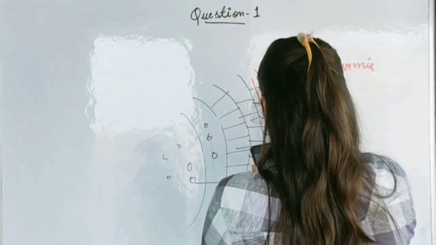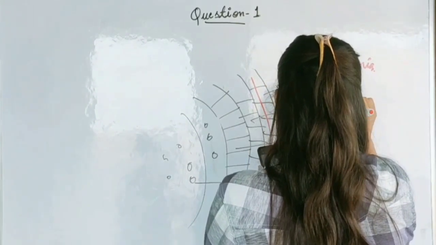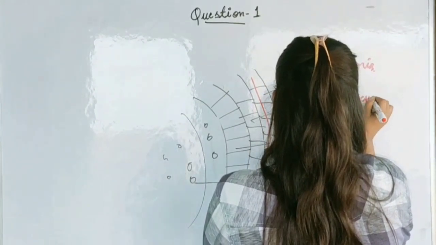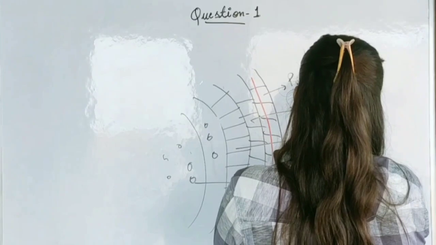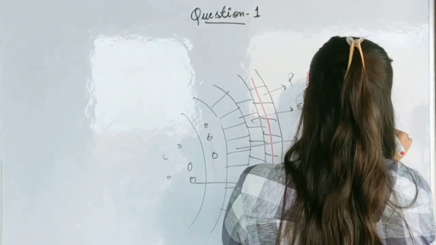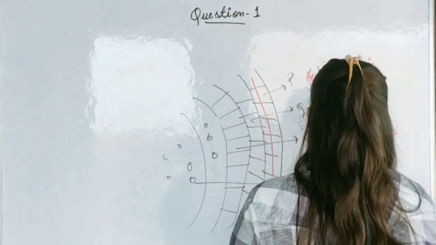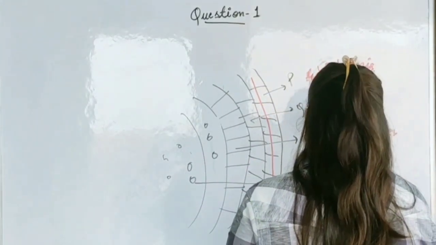The second layer, that is Q, is endothecum. The third layer, that is R, is middle layer. And if we talk about the S part, that is microspore cells.